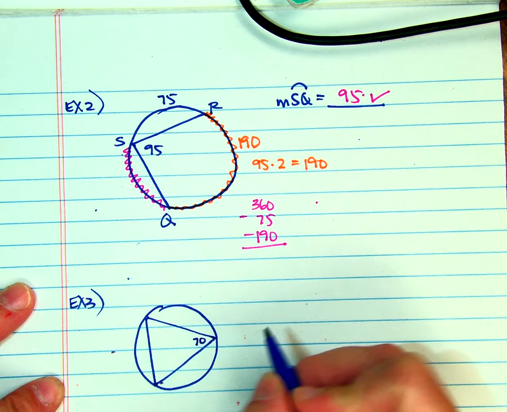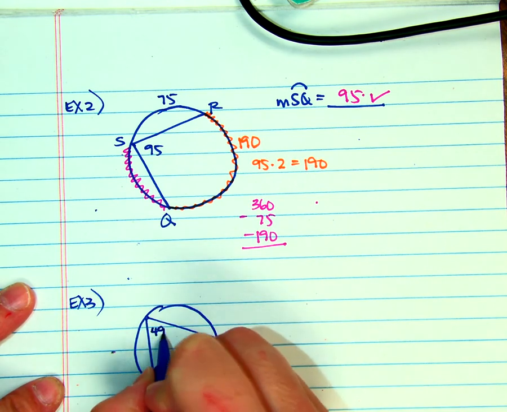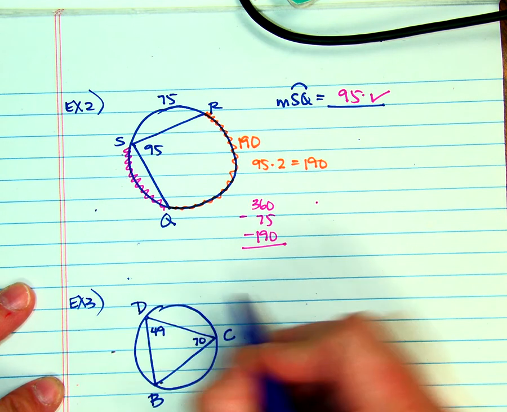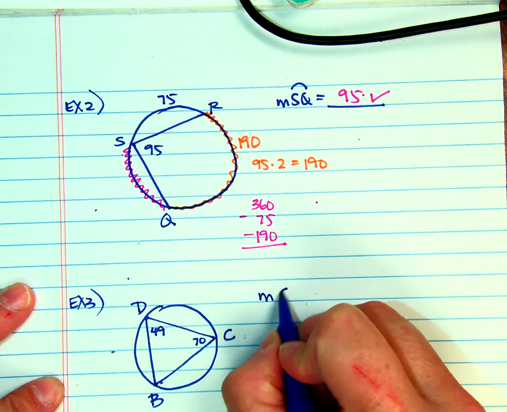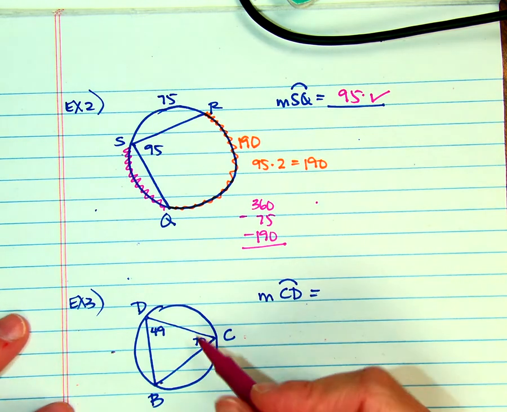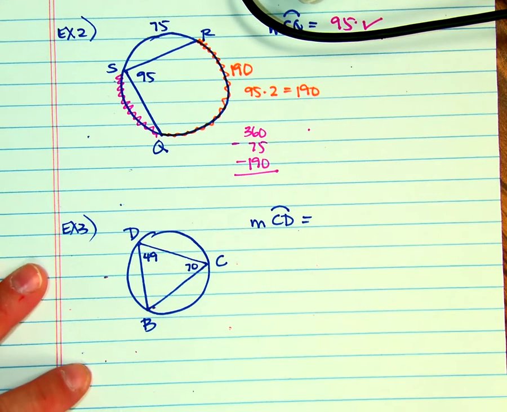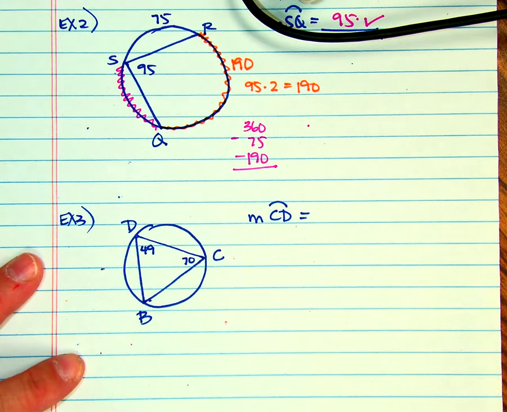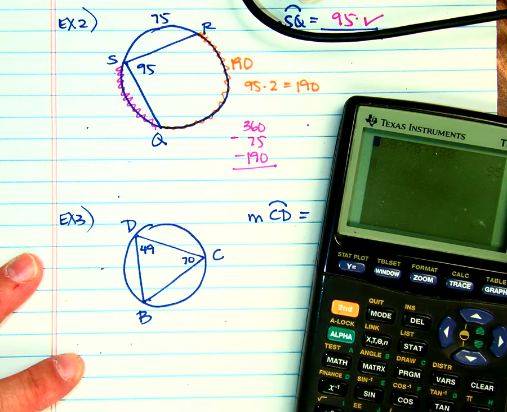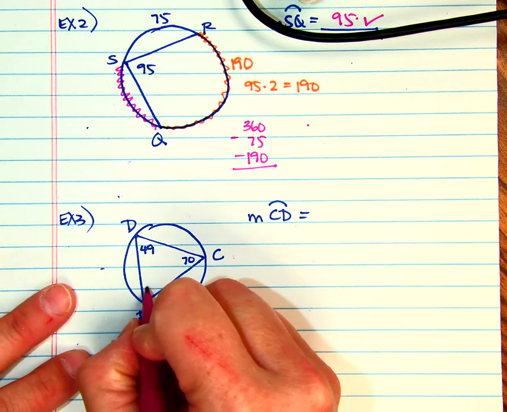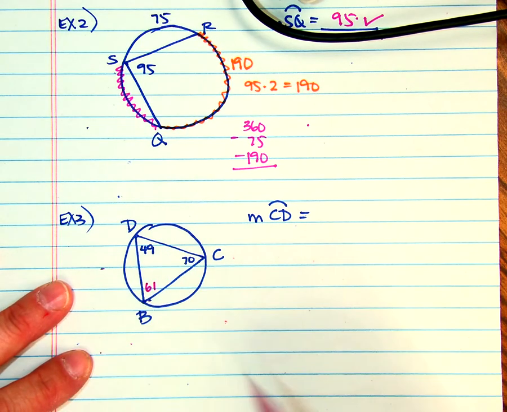This angle is 70. This angle is 49. B, C, and D, and we're looking for the measure of arc CD. So the first thing I notice is that this is a triangle. So I know that the sum of the angles in a triangle has to be 180. So I'm going to do 180 minus the 49 minus the 70, and I get angle B to be 61.